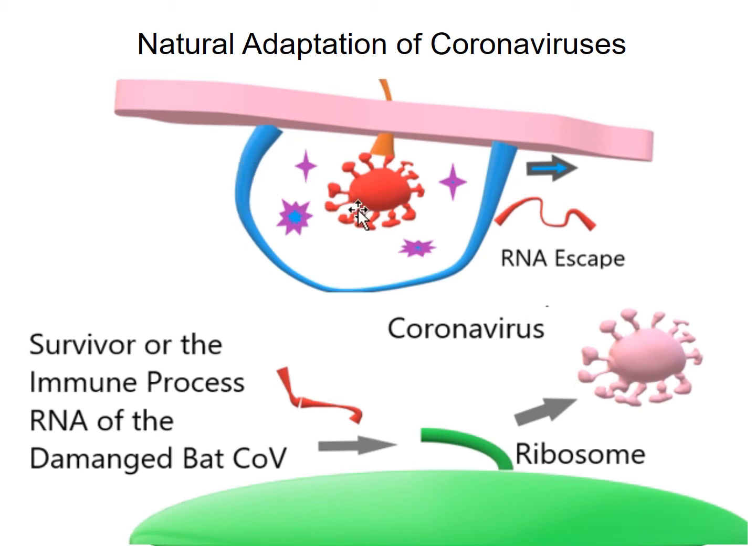In a pocket they were digested, and few of them managed to escape with their RNA with heavy damage, but some sort of repairable damage. So they found the ribosome of the host cell and formed the new adapted coronavirus, different to this one. That's the point. It should be different.